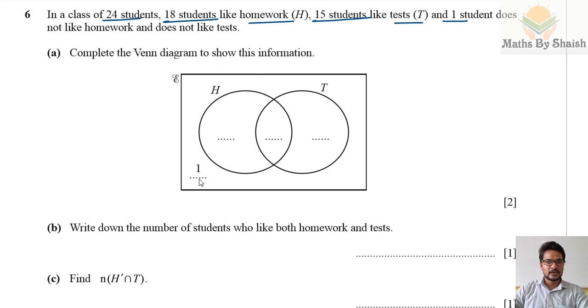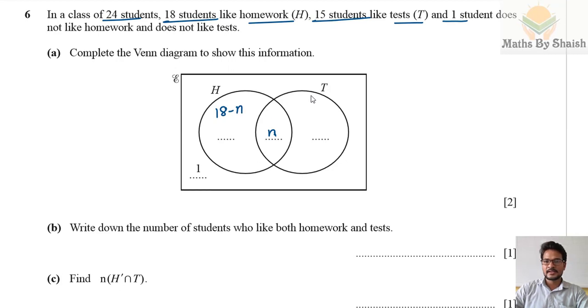So since one student does not like homework and test, that's why he is outside. One is outside. And we don't know how many of them like both, so we can take it as N, and we know total students in the homework section we will get 18. So if N are here, the remaining are going to be in this region.